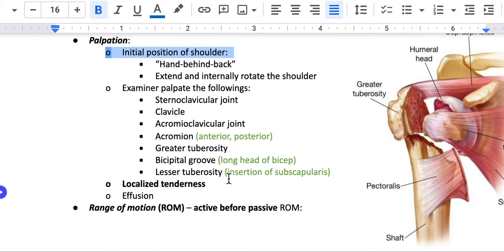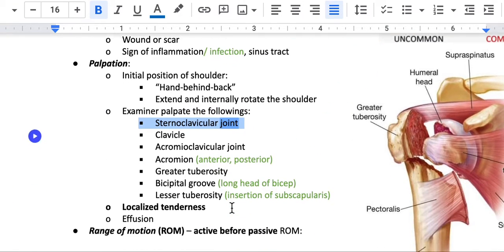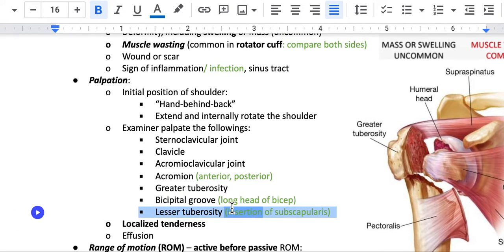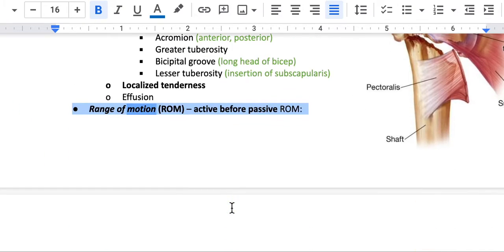Palpation. Initial position of the shoulder: hand behind back, extend and internally rotate the shoulder. The examiner palpates the following: sternoclavicular joint, clavicle, acromioclavicular joint, acromion anterior and posterior, greater tuberosity, bicipital groove and long head of biceps, lesser tuberosity and insertion of subscapularis. Note localized tenderness, effusion, and range of motion.